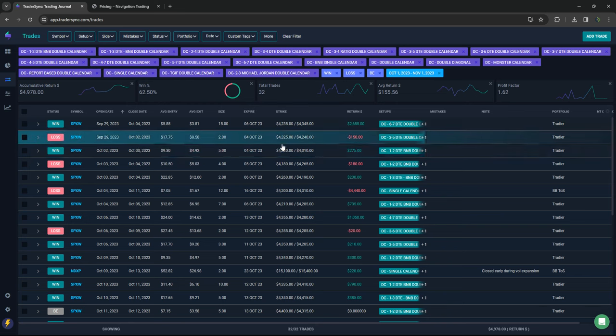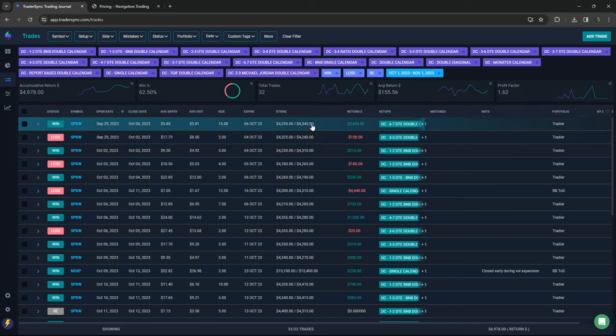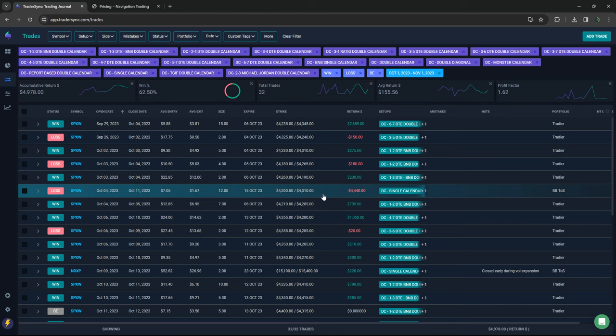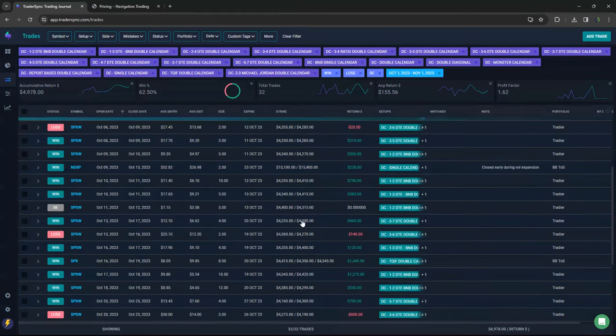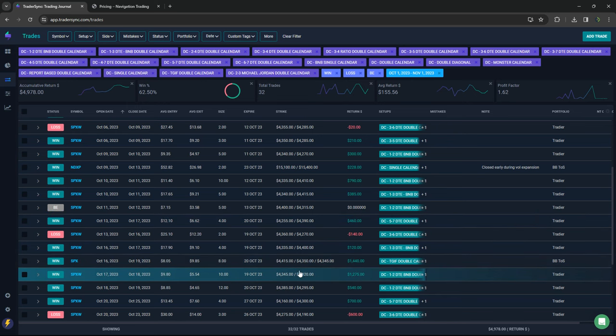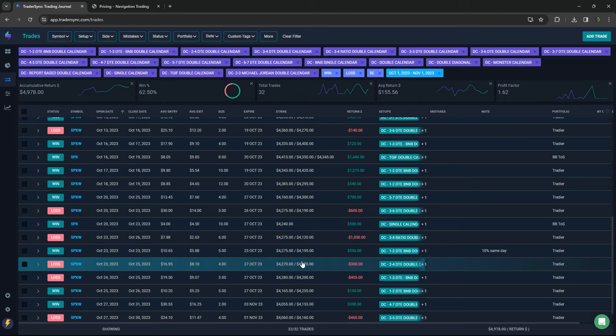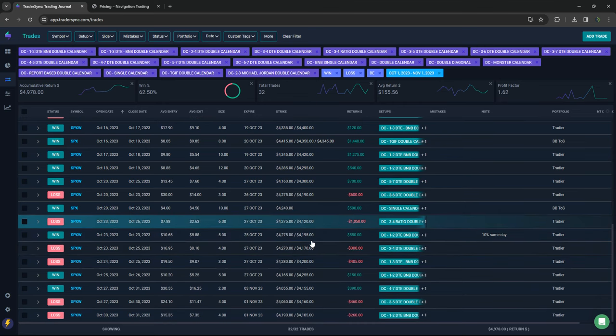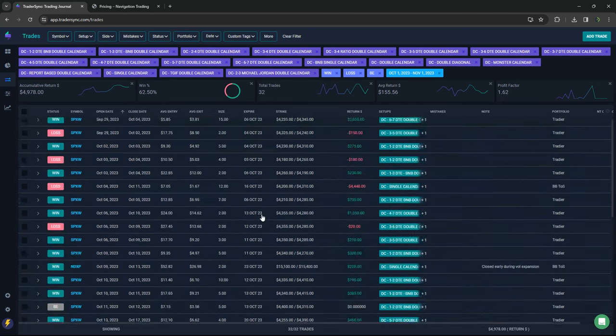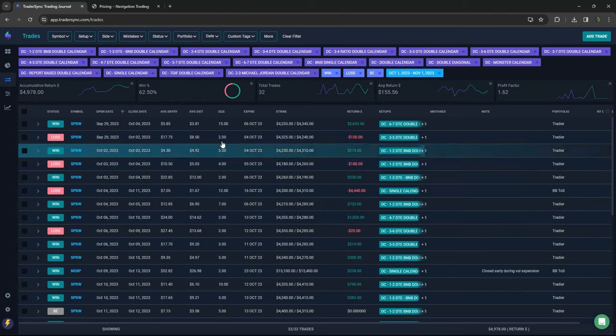6-7, just pointing out a couple of the nice ones, 6-7 plus 2,600. You can see I had a single calendar in SPX for minus 4,400. A couple others, plus or minus 1,000. TGIF for 1,400, a 1-2 for 1,200. A 3-4 for minus 1,000. And the others kind of just smaller profits and losses.